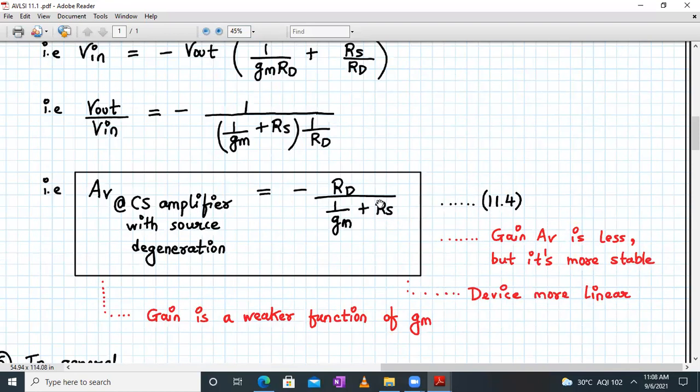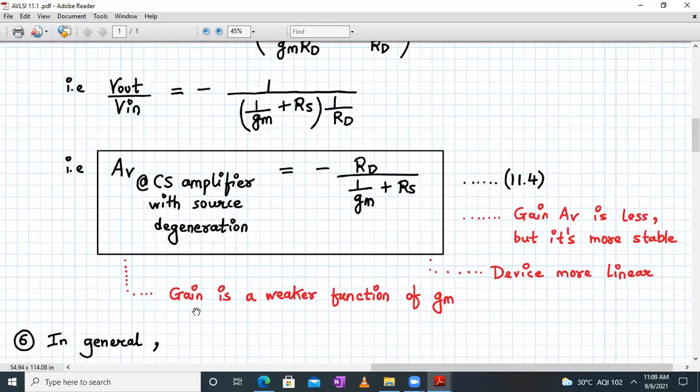Okay. So here in the earlier common source amplifier, the RS was 0. So what would have been the gain over here? Minus gm into RD, which we have already verified, correct? So this becomes equation number 11.4, and this gain is slightly lesser as compared to your common source amplifier without any source degeneration. But at the same time, it is more stable. We will see that shortly, why it is more stable. That means my device is more linear.